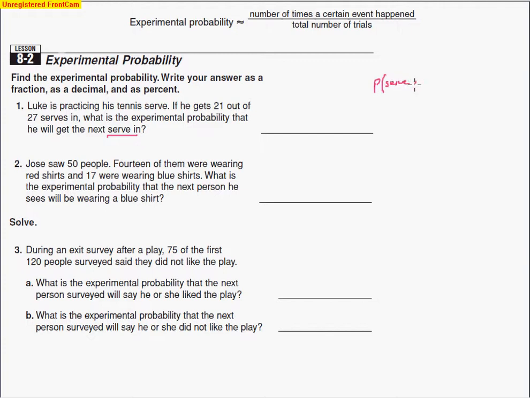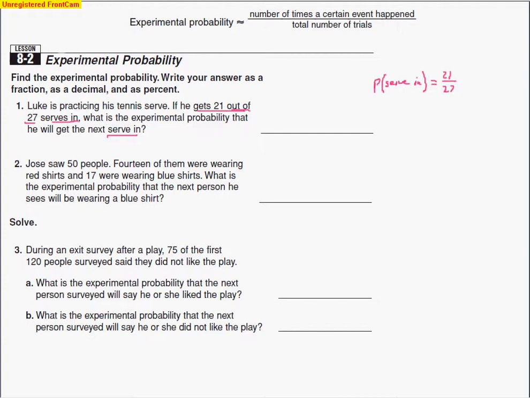So they want to know the probability of the serve being in. Let's take a look at what a success is. The successes are how many serves he gets in. If he gets 21 out of 27 serves in, that means he got 21 successes. He was successful 21 times. That is the number of times the certain event happened. The certain event was the serve being in bounds. Out of 27 tells me that that is the total.